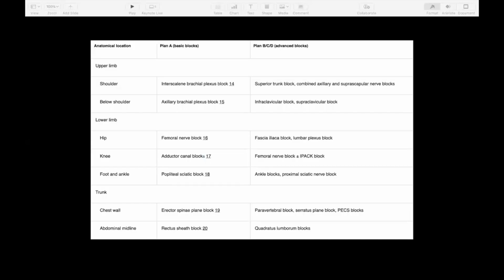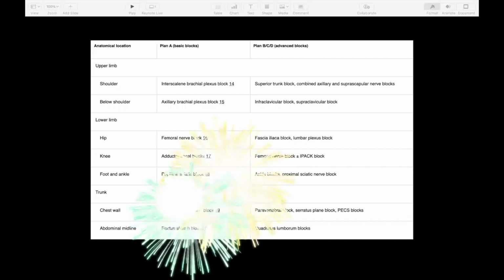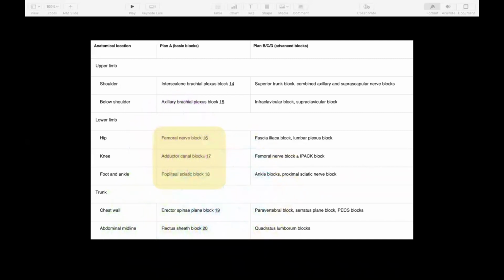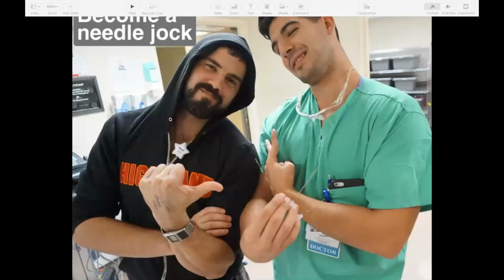Okay, so that's all of them covered. So we're back to the list of the Plan A blocks, and we've covered the femoral, adductor canal and popliteal blocks. We've talked about the fascia iliaca and the lateral cutaneous nerve of the thigh. And in a month or so's time, hopefully we'll have another session on these trunk blocks. So hopefully we'll see you again for those.